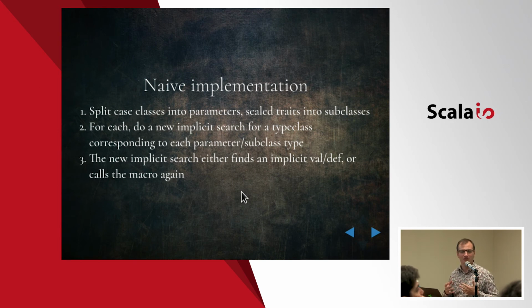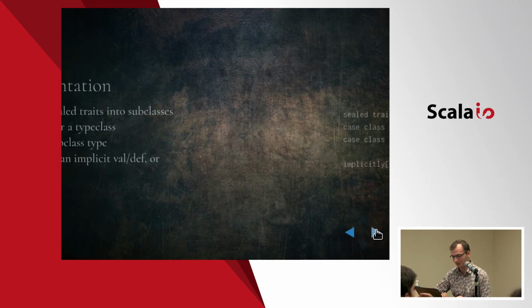From the macro, we have a method called inferImplicitValue, which we call, which will hopefully bring in an implicit which corresponds to either that parameter or the subtype. And bear in mind that our macro is called by implicit search, so that implicit search can end up calling our macro again. So it's re-entrant, and it may be many levels deep. So either the implicit search finds a simple val or def instance for the type class it's looking for, or it ends up recursing. And in all likelihood, for the examples that are interesting, it will recurse.